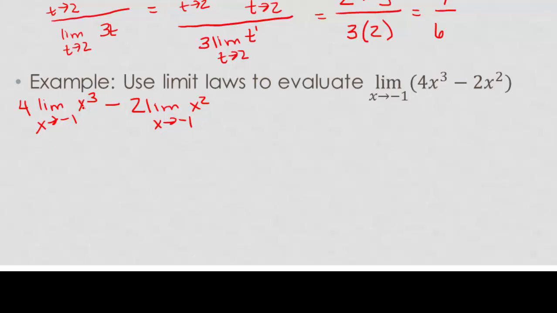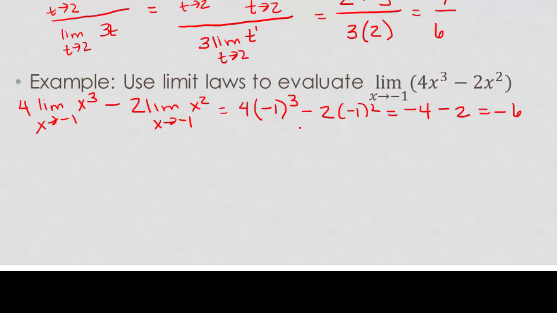So now each one of these limits is x to some power. This is that x to the n, which means since it's just x to a power, we can go ahead and replace x with -1. So this becomes 4 times -1 cubed minus 2 times -1 squared. And -1 cubed is still -1, so this is -4, minus, and then 2 times -1 squared is +1, so this is 2 times 1, or 2. So it's -4 minus 2, also known as -6. So again, that's an exact value for this limit.